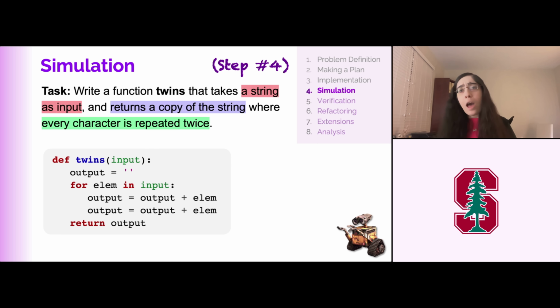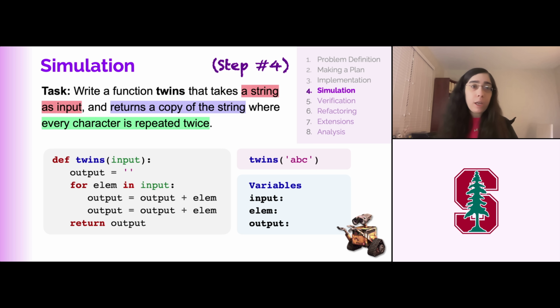Now you may think, how can we be sure that the code we wrote actually works? One way to verify that and corroborate our understanding of programming is by simulating a run through our code and examining how it behaves line by line. So on the left side, we have the function definition, and on the right side, we see a function call and the variables that we will track over the simulation, called input, elem, and output.